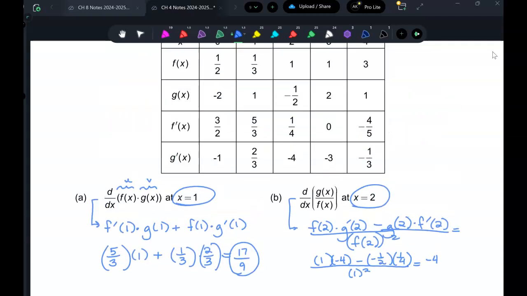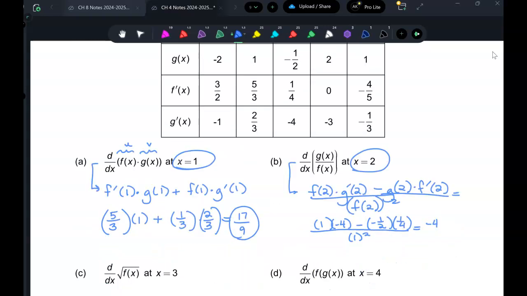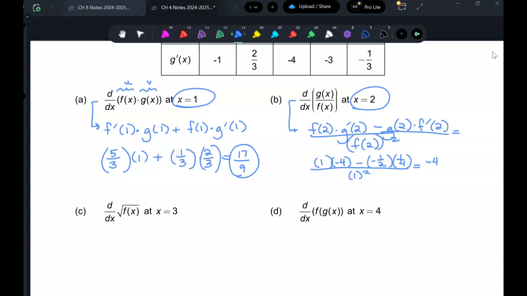Did I make a mistake somewhere? No, it is 1/4. Okay, that's all right. I just want to make sure I didn't make a mistake. So it's -4 plus 1/8. I got 31/8. Positive or negative? Negative 31/8.